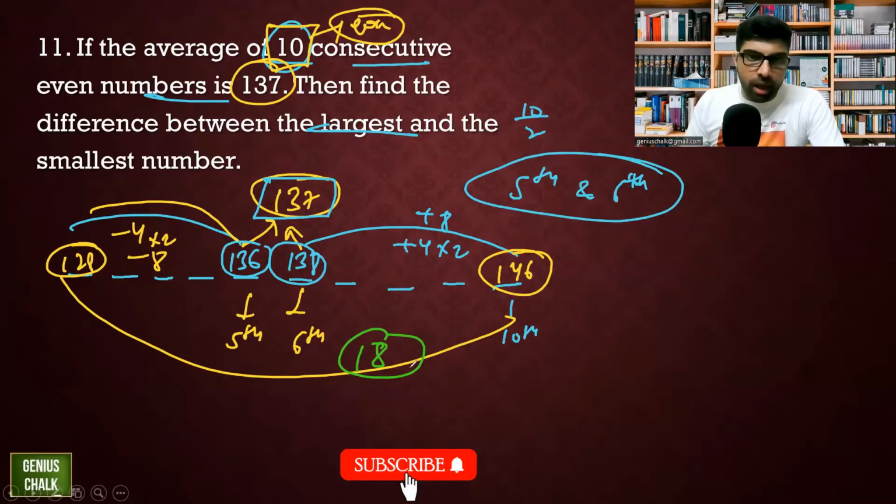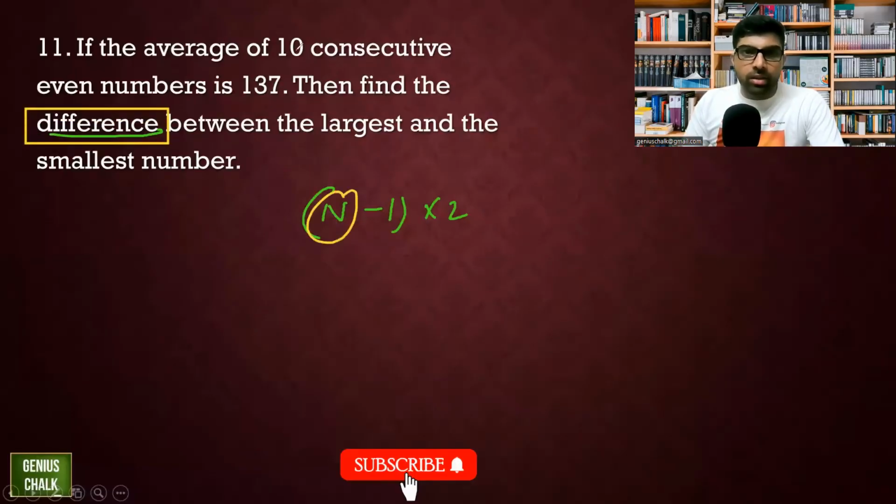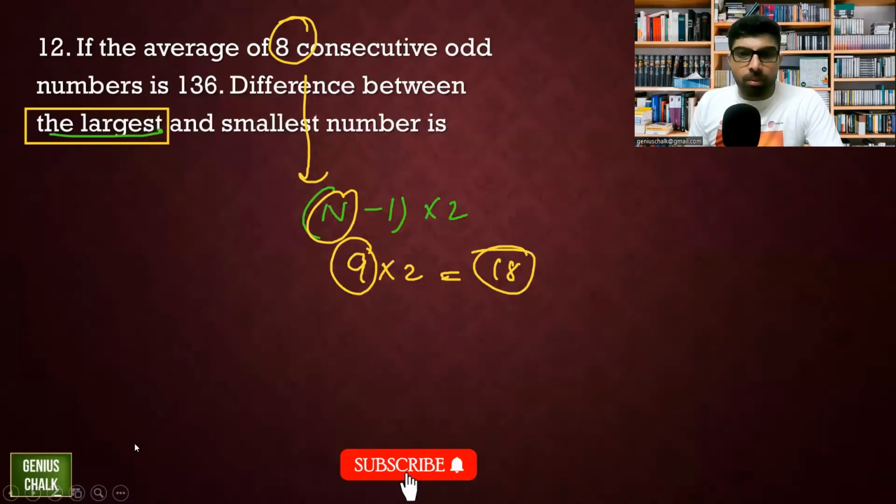Now this is the basic way. I have told you the formula, n minus 1 into 2. Whenever the difference between the largest and the smallest is asked, apply this formula for consecutive numbers. Remember, this is only for consecutive numbers. So if the difference is asked, then only apply. Here n is the number of numbers, so 10 minus 1, that is 9. So 9 into 2, that is 18, and 18 is my answer. We can solve in seconds.